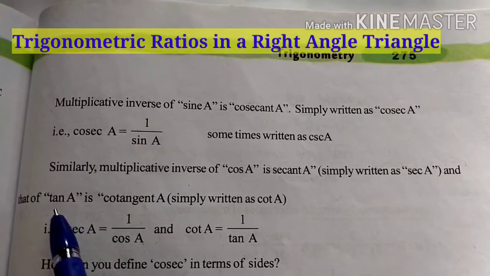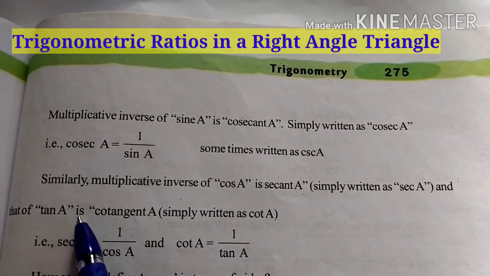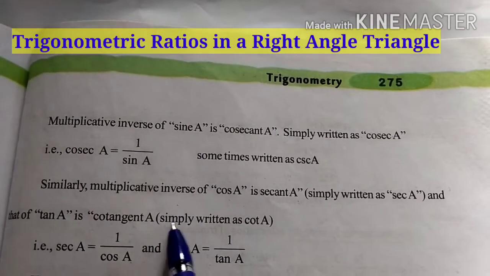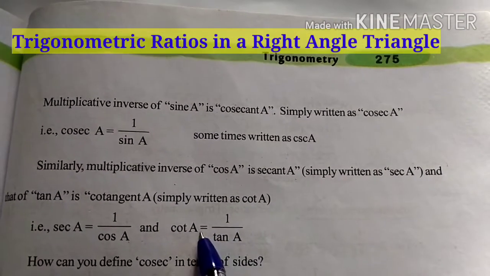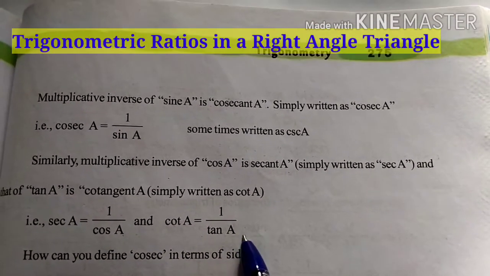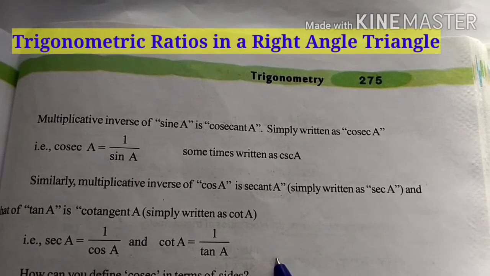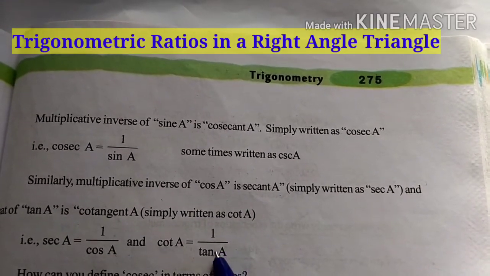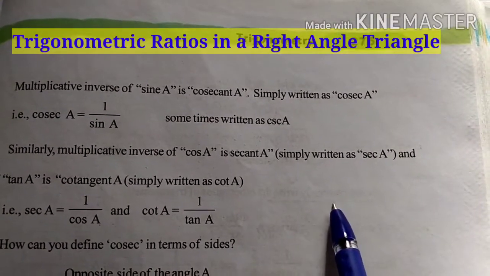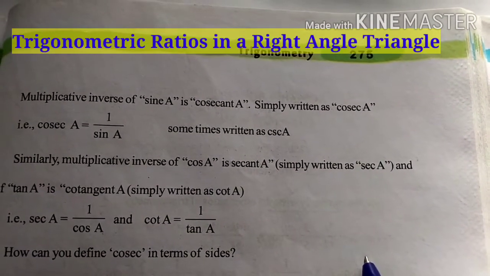In a similar way, the multiplicative inverse of tan A is cotangent A, which we can simply write as cot A. Cot A is equal to 1 by tan A. Already we know that tan A means opposite side by adjacent side. Yes or no? Length of opposite side by length of adjacent side. Just take the multiplicative inverse, reverse it. We will get the length of the side adjacent to angle A by the length of the side opposite to angle A.